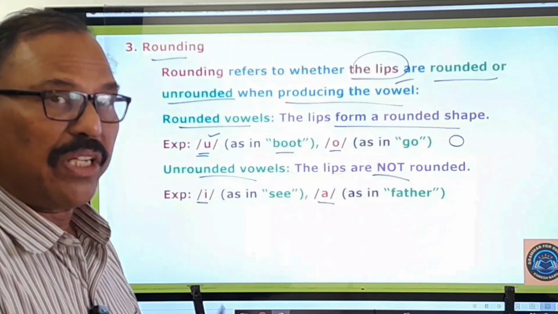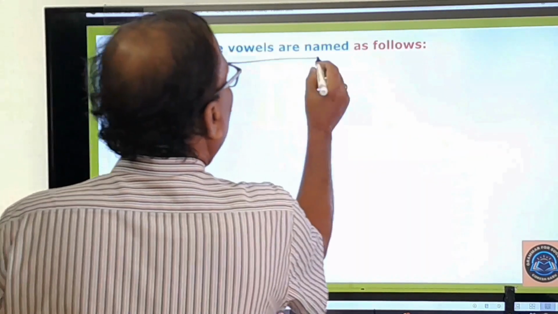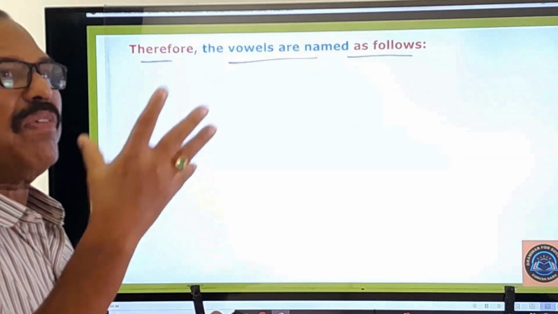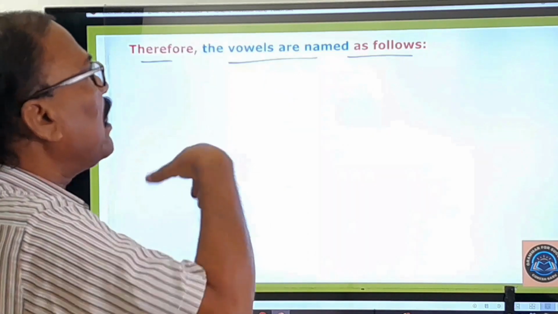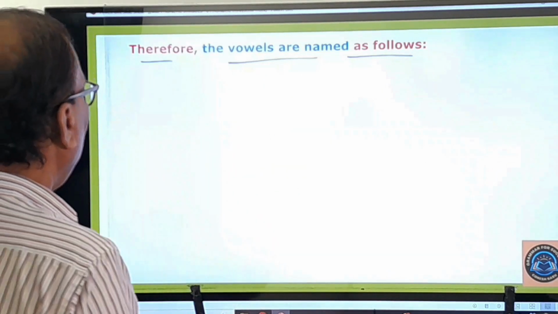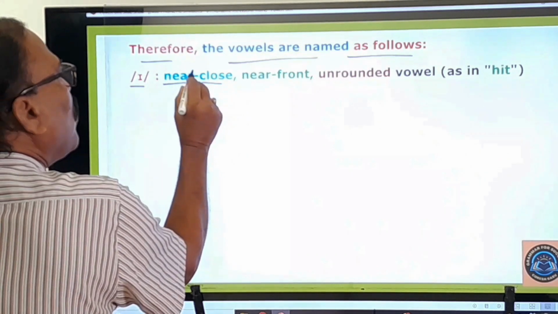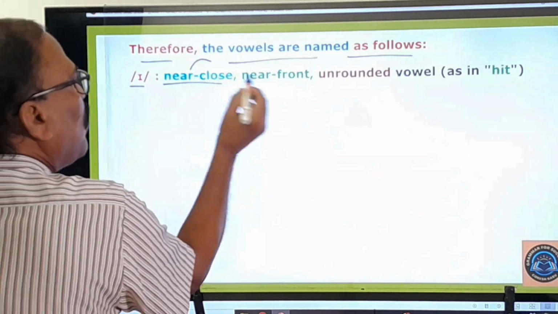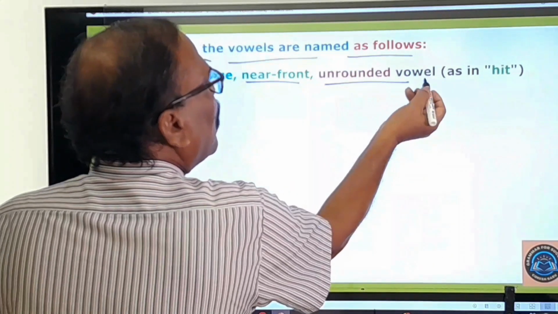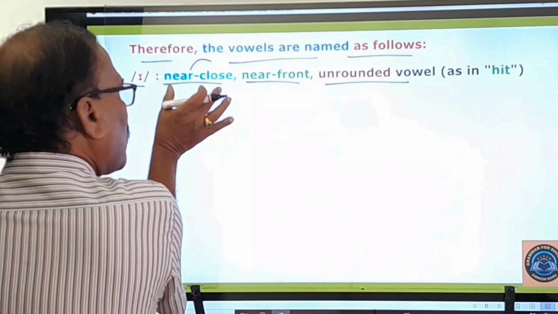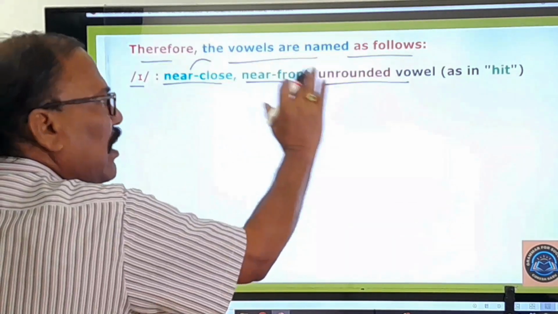And therefore now we can call these vowels by another name. How? Let us see that here. Because the vowels are classified on the basis of three primary aspects, now the vowels can be renamed as follows. This E is there. This is near close, the tongue goes near the palate. Near front, the tongue moves forward. Unrounded vowel, the lips are not rounded in this. So therefore, near close, near front, unrounded vowel. This E is called in this way.